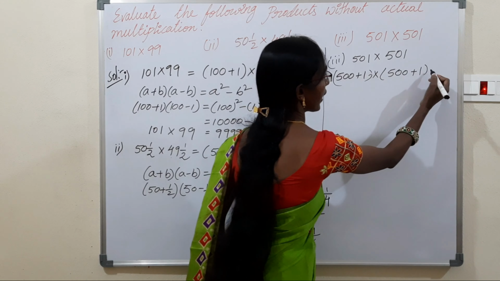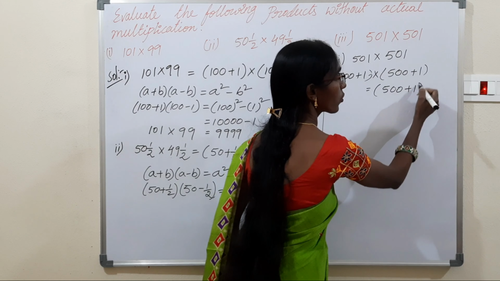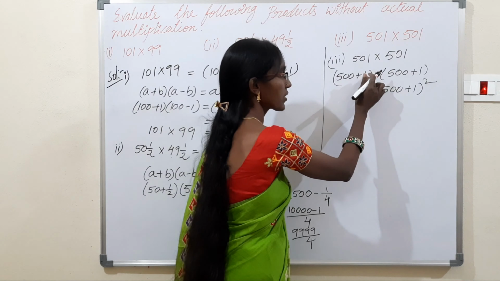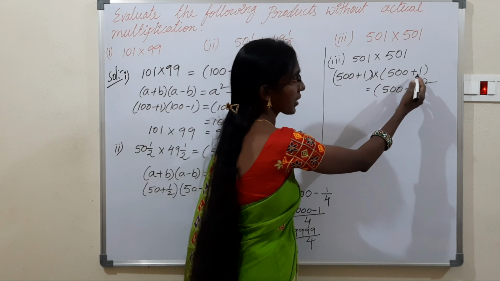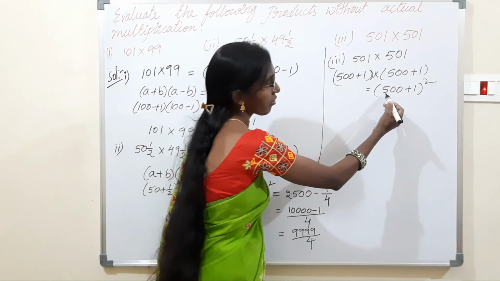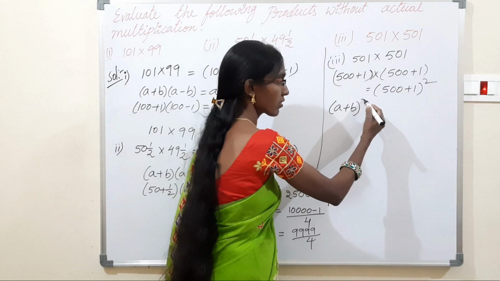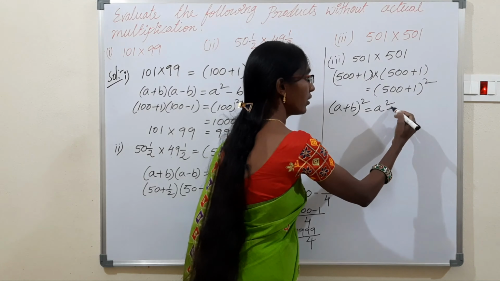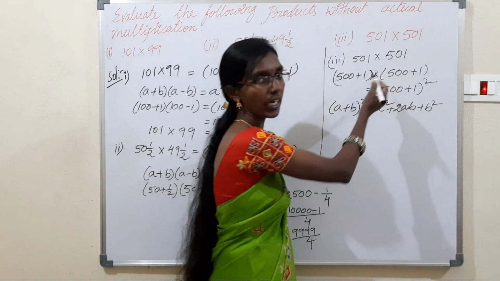We can write this as 500 plus 1 whole square. A plus B into A plus B is nothing but A plus B whole square. So here 500 plus 1 into 500 plus 1 is equal to 500 plus 1 whole square. Now it is in the form of A plus B whole square. What is the formula? A plus B whole square is equal to A square plus 2AB plus B square. We have to use this identity.